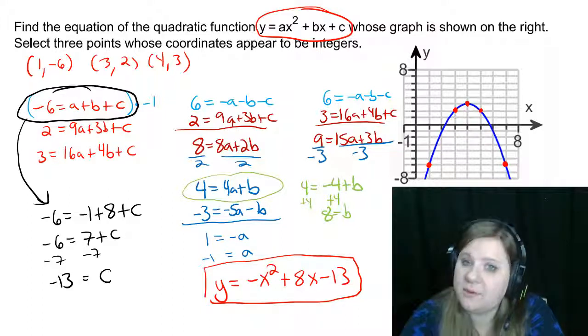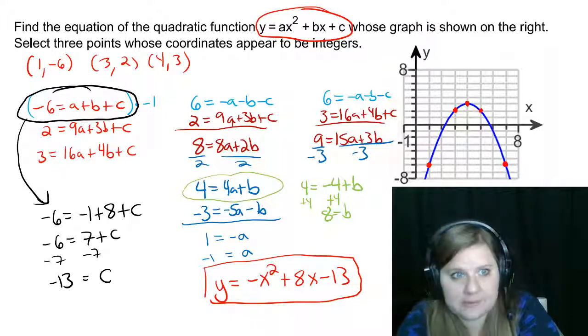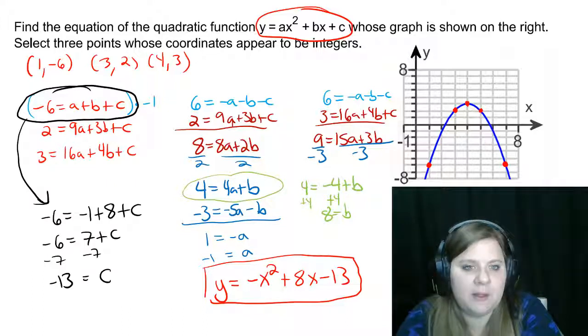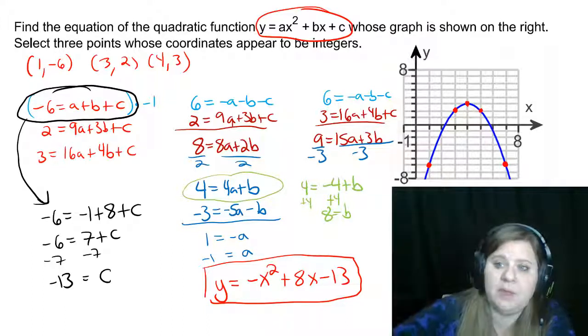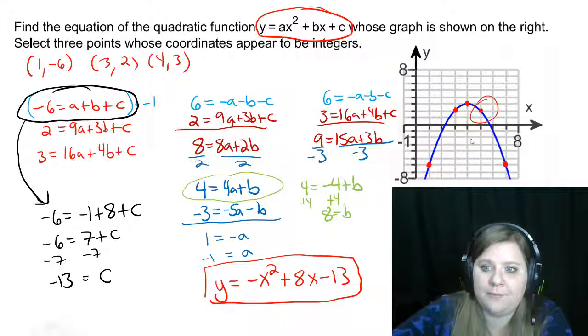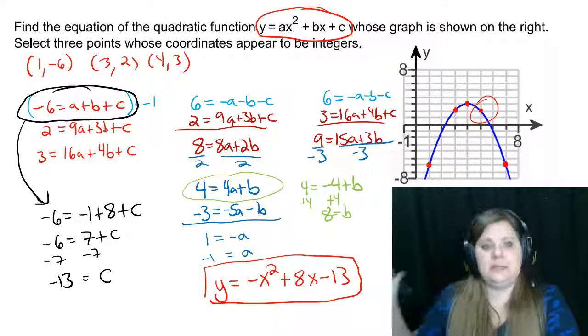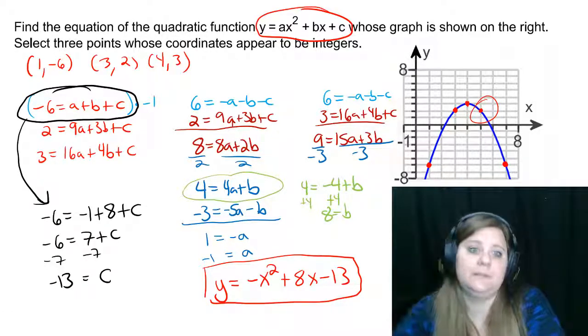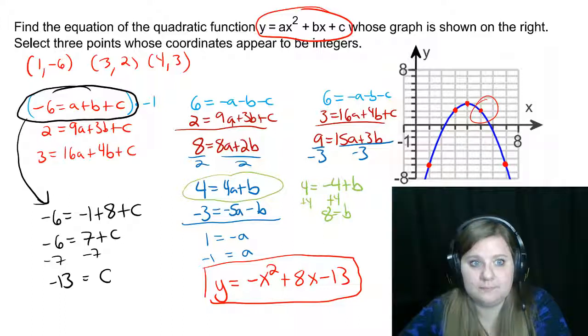Remember, it is in your best interest to check your other points. So if you were to plug in, let's say, 4, 3 to this, it should work. If you plug in 3, 2, it should work. Even if you plug in 5, 2, it should work. Any point on this graph should now work in this equation. All right, that's the system of equations with 3 variables.